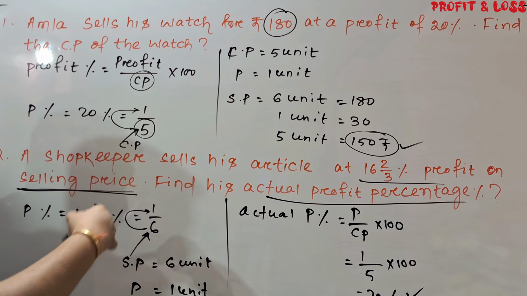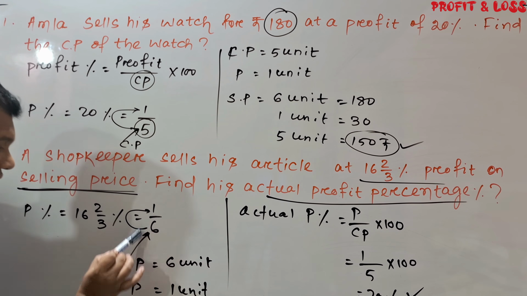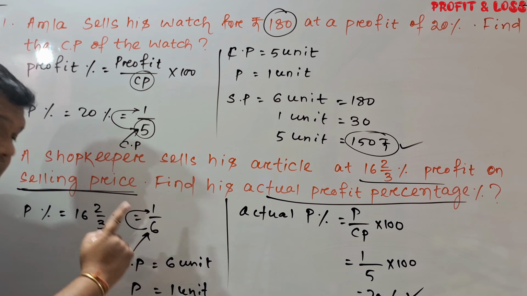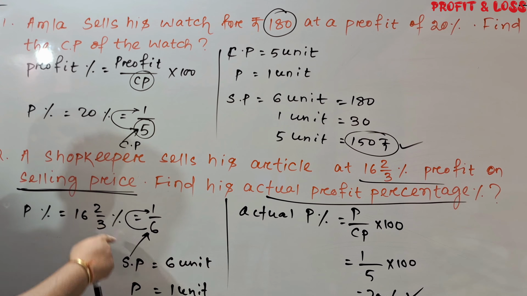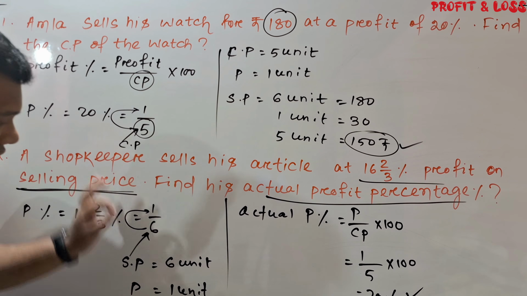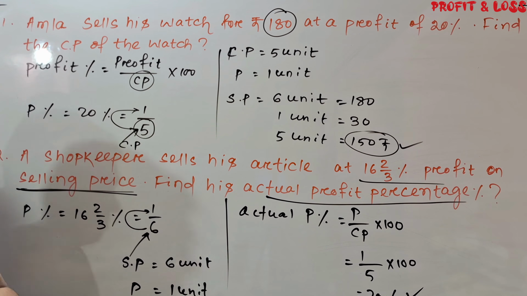Done. But if in some question it is given that the profit percentage is on selling price, then the denominator indicates the selling price. By default, the denominator indicates cost price. But for this type of question, the denominator indicates selling price. So important. Solve it. Write it down. We'll increase the difficulty level in the next question.